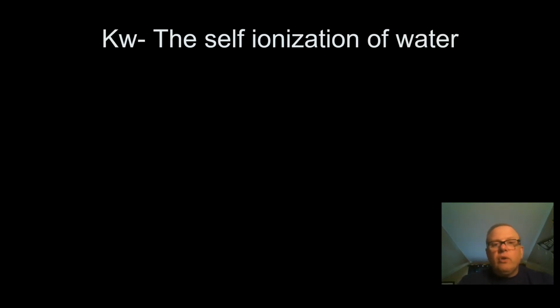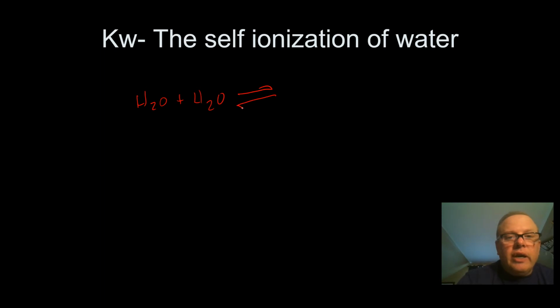Okay, where this all comes from is called Kw, the self-ionization of water. And if we take two waters, to a small extent, they are going to ionize with each other. So, reversible arrow into H3O plus. This is called hydronium.